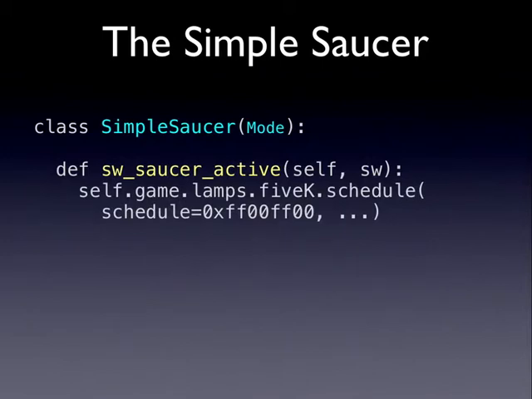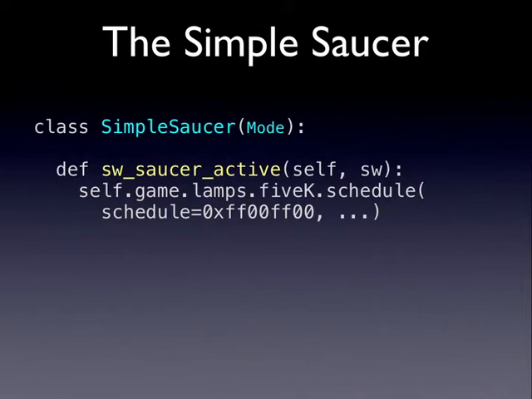We're going to say self.game.lamps.5k.schedule. What does that mean? So we're saying self.game, that's a reference to our game controller object. And our game controller object has an object called lamps, which is a collection of all of our lamps that we defined in the machine configuration file. We just so happen to have a lamp called 5K, and we're going to send it the schedule command, which Gerry was talking about earlier.